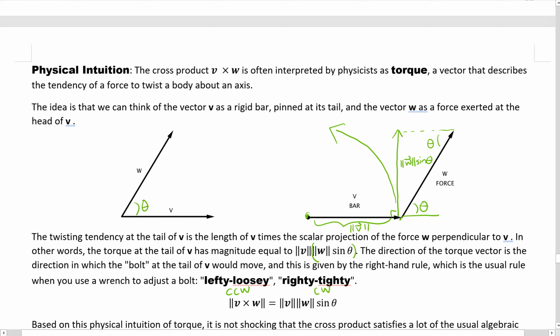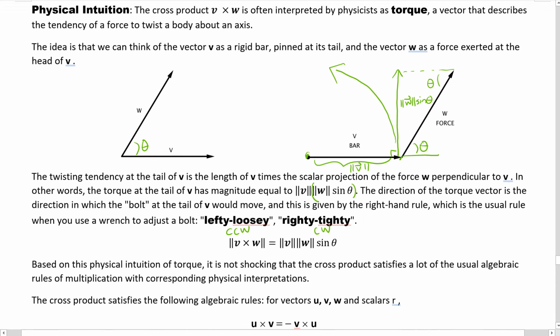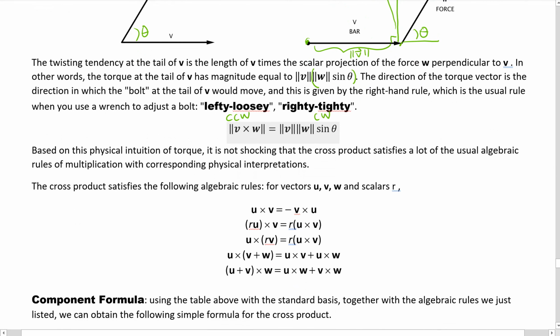And so that's why the cross product has magnitude the length of V times the length of W times sine theta. Based on this physical intuition of torque, it is not shocking that the cross product satisfies a lot of the usual algebraic rules of multiplication, with corresponding physical interpretation. The cross product satisfies the following algebraic rules.